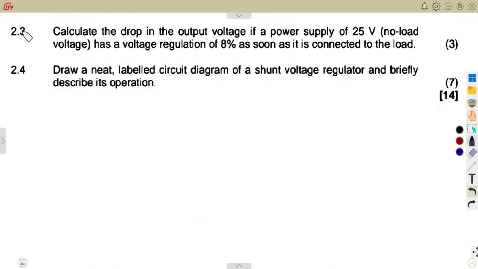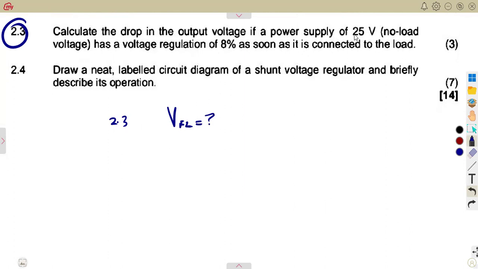And on 2.3, they are saying calculate the voltage drop in the output voltage at full load. So they need you to calculate the voltage at full load.